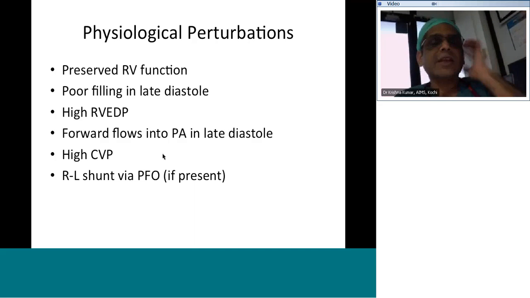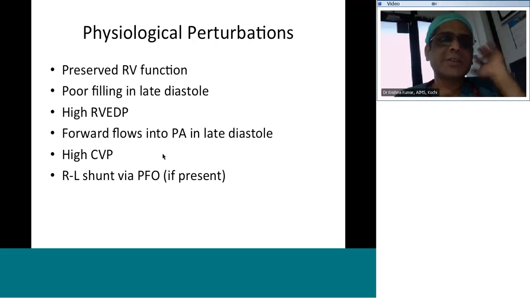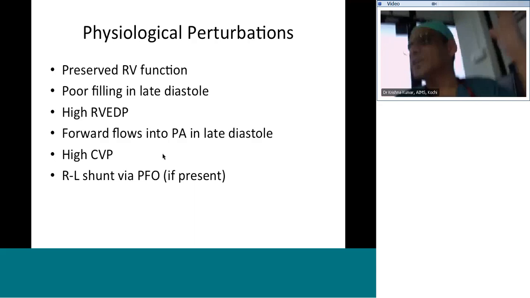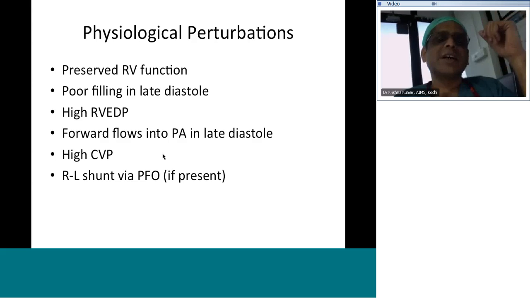So preserved RV function, poor filling in late diastole, high RVEDP, forward flows into the PA in late diastole, high CVP, right to left shunt via PFO. Classic story, low output state, and this is classical of what you see in tetralogy, and one of the commonest causes of patients doing badly after surgery.